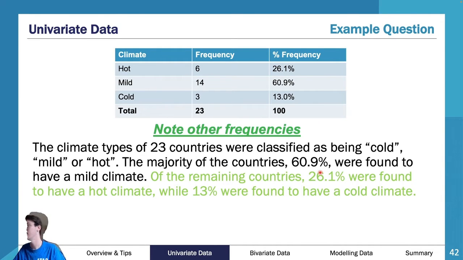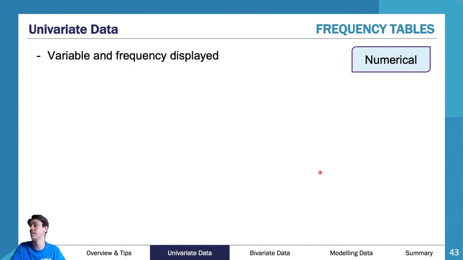You could say the least common climate was cold with 13%, or the next most common climate was hot, sorry, with 26.1%. So you just give what is the next, what is the least, or just something that's interesting. You don't want to say every single thing. In this here, you can because there's not a lot of information, but you don't want to go out there and just write every single thing down on the page.